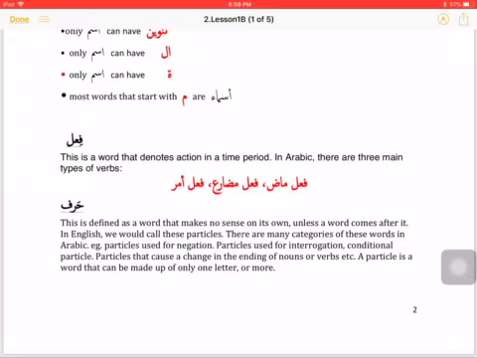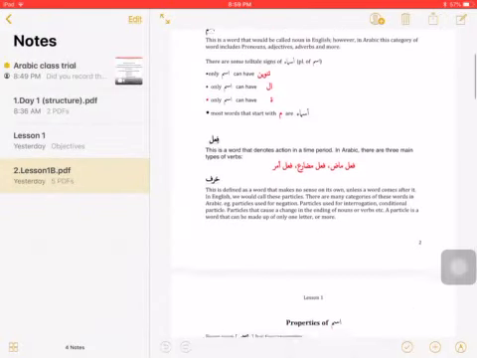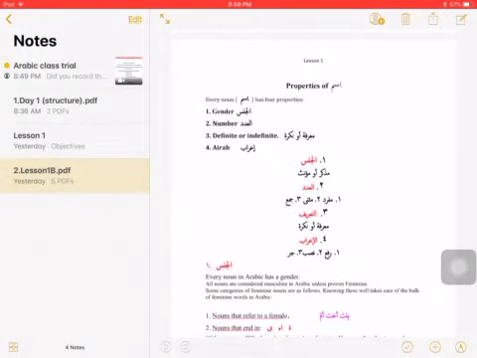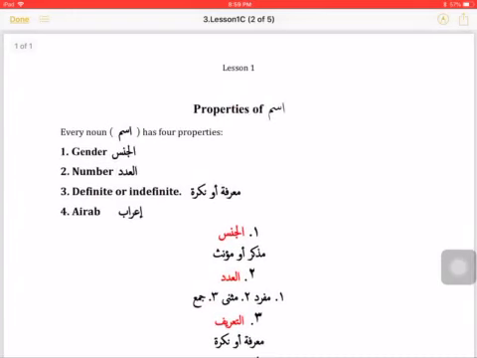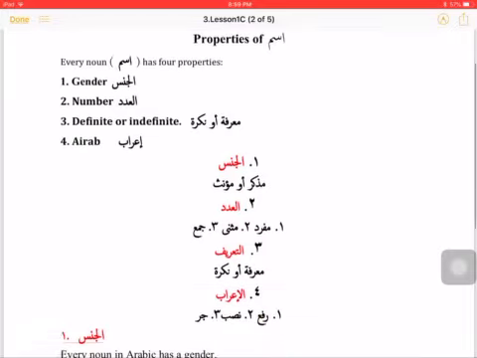Fi'l is like a verb, but a bit more. It's an action done in a time period. There are three kinds of fi'l: madi, mudari', and amr. Harf is a particle. It makes no sense on its own unless it is followed by another word. Ism has four properties. It has the gender, jins, adad, number. It's either ma'rifa or nakira, and it has i'rab.